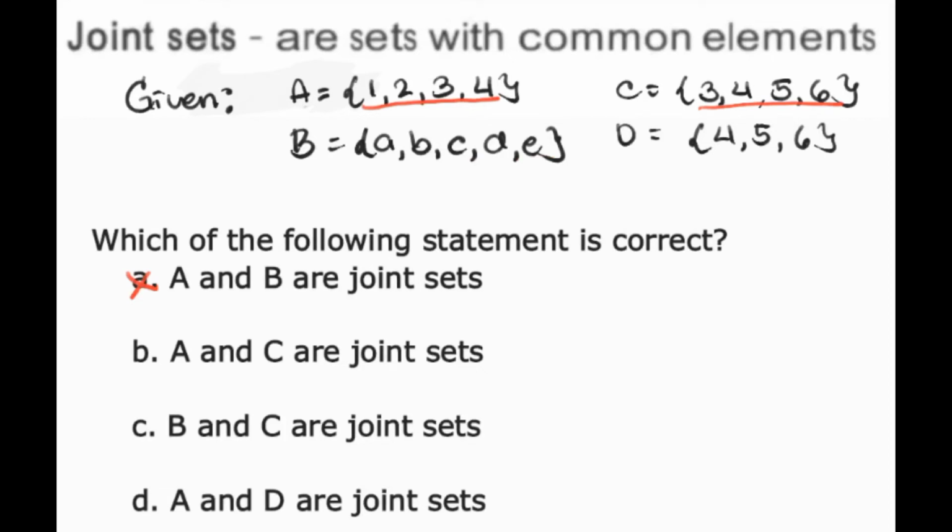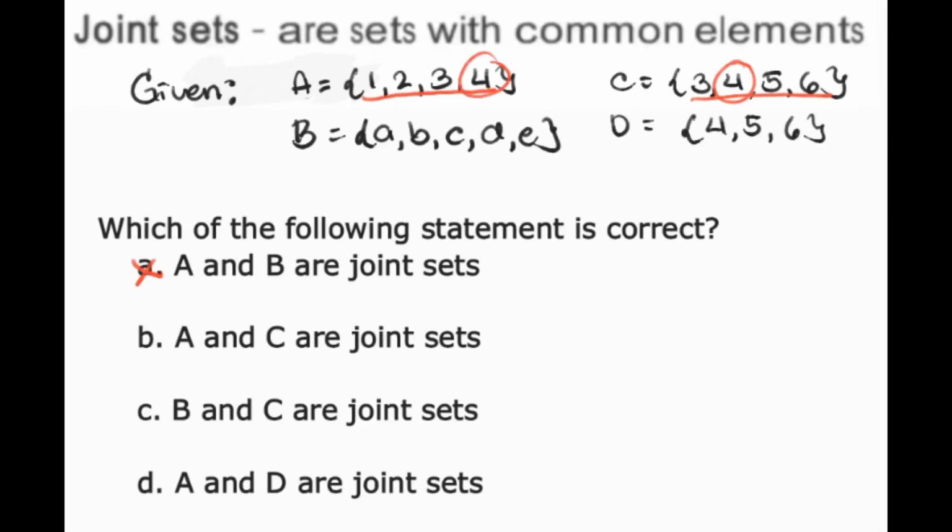Okay, how about letter B? A and C are joint sets. So, do you agree that A and C are joint sets? So, sa letter A, we have elements 1, 2, 3, 4. Then, sa set C naman, mayroong elements na 3, 4, 5, 6. Okay. Meron po ba kayong nakitang common na element kay A and C? Okay, yes. So, as you see, the common element of A and C is 4.